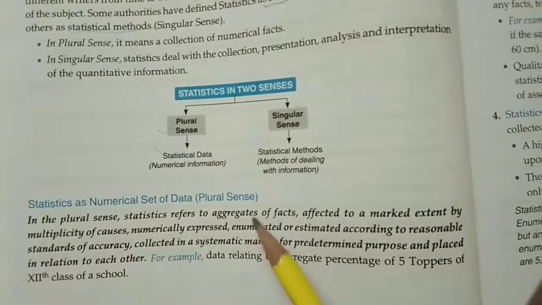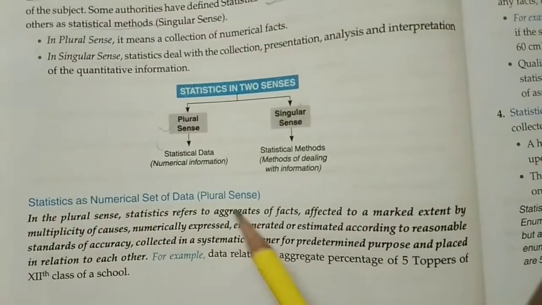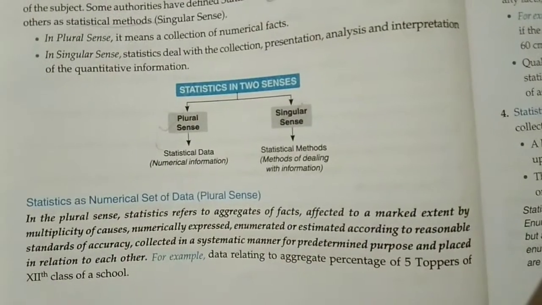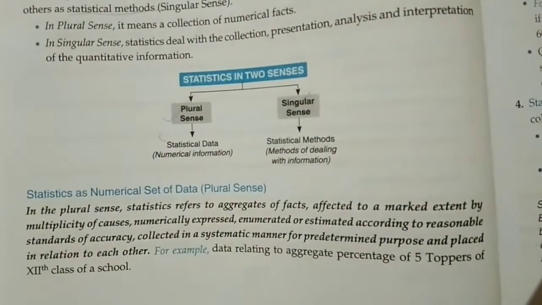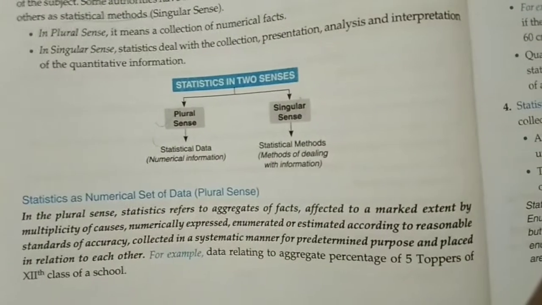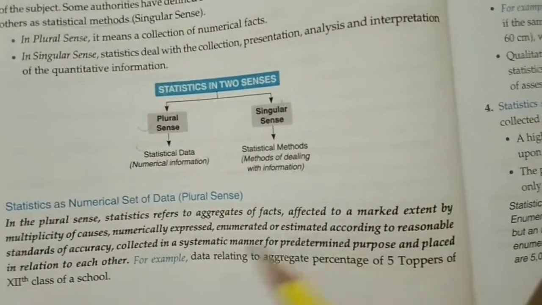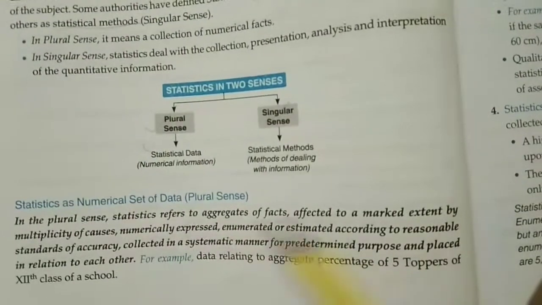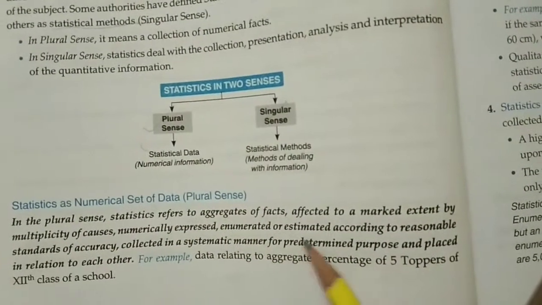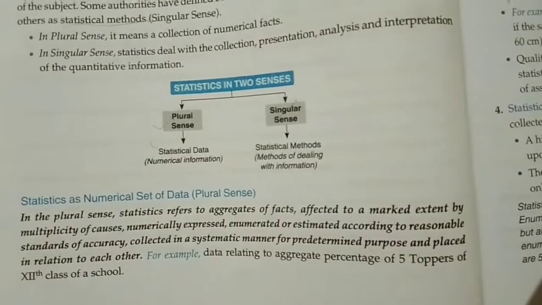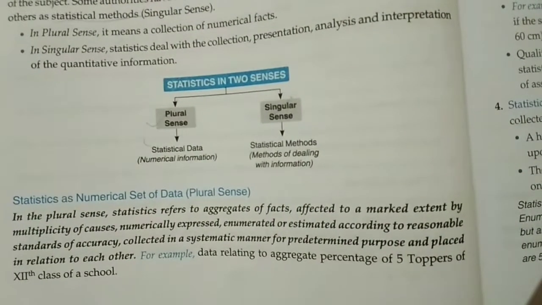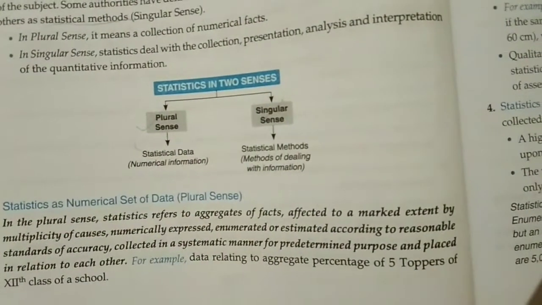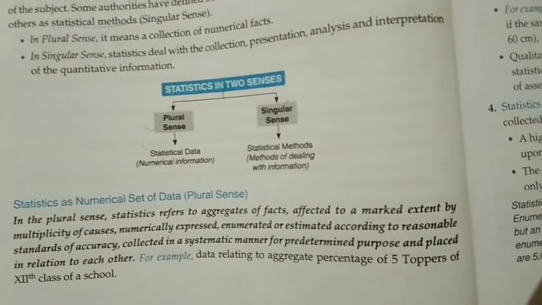So that means statistics in numerical sense or plural sense can be defined as aggregates of facts. Aggregates of facts means there is not a single figure or isolated figure. There are many figures affected to a marked extent by multiplicity of causes. There must be various causes behind those factors. Then it must be numerically expressed, enumerated or estimated according to a reasonable standard of accuracy. It must have some standards of accuracy. It must be collected in a systematic manner for a predetermined purpose and should be placed in relation to each other.